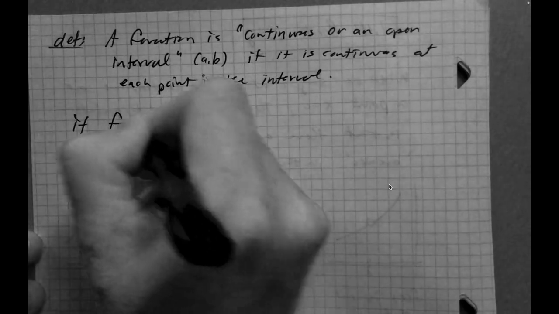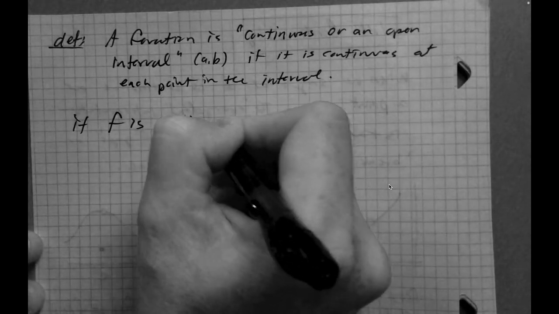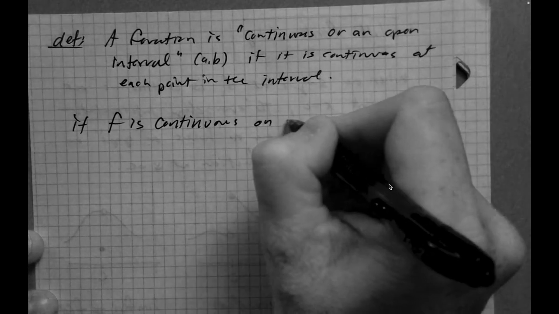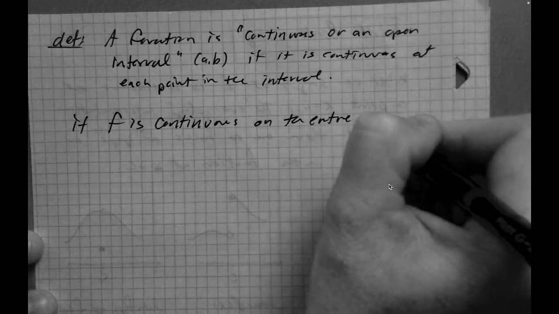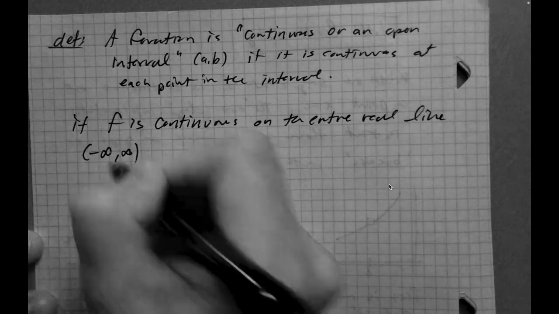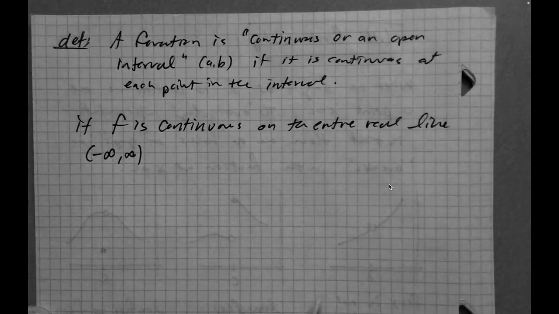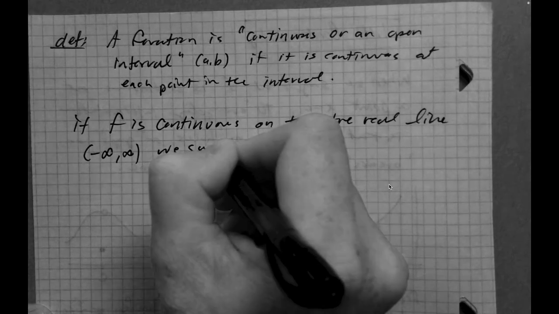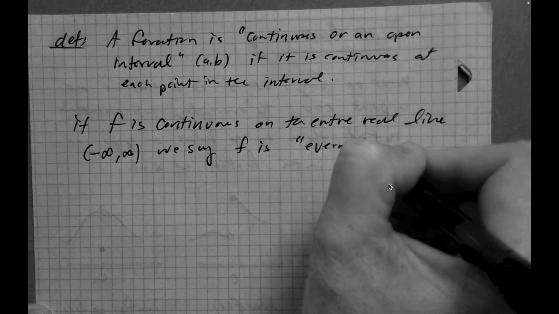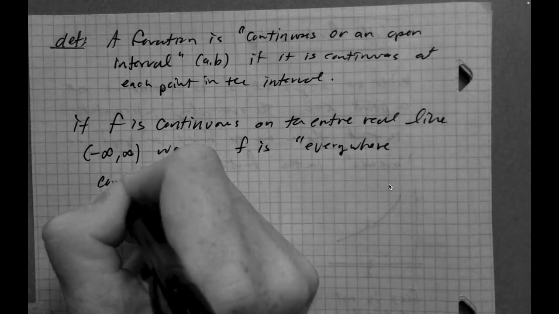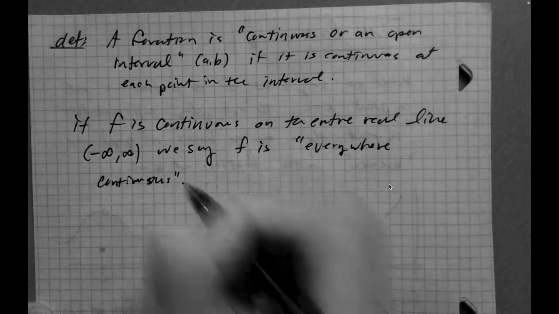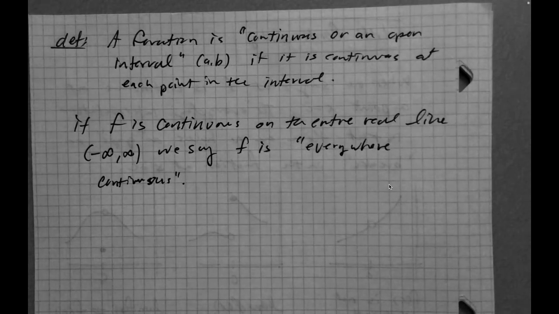And just blowing this up a little bit, if f is continuous on the entire real line, so you could notate it like this, from negative infinity to infinity, we say that f is everywhere continuous. Everywhere continuous.